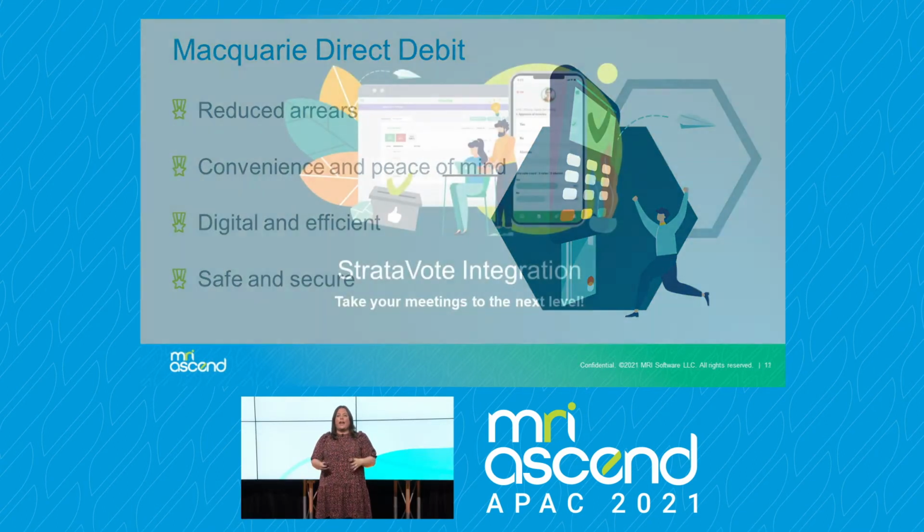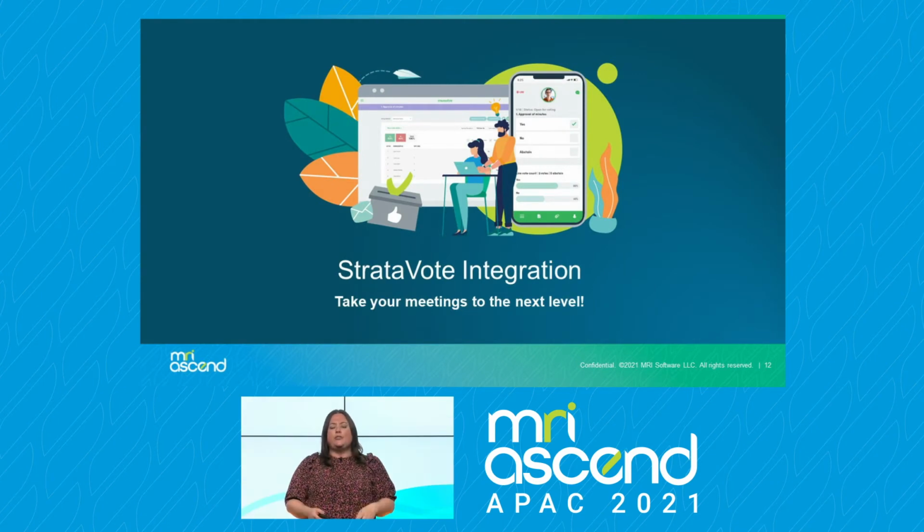Okay, so up next we have Stratavote. Meeting management is an extremely time-consuming task for Strata managers, starting with your agenda preparation, your notice delivery, hosting the meeting itself, right through to the minutes, and then all of the action items that follow. It's a hard task for AGMs, let alone all of the ad hoc meetings that you need to conduct throughout the year to keep your communities running smoothly.